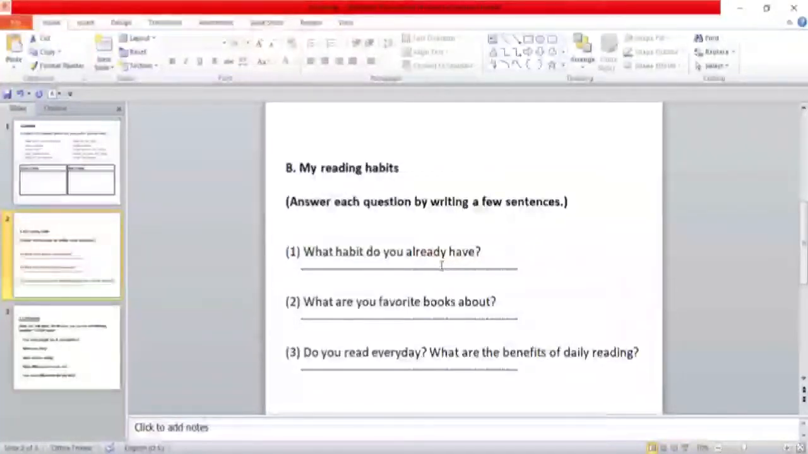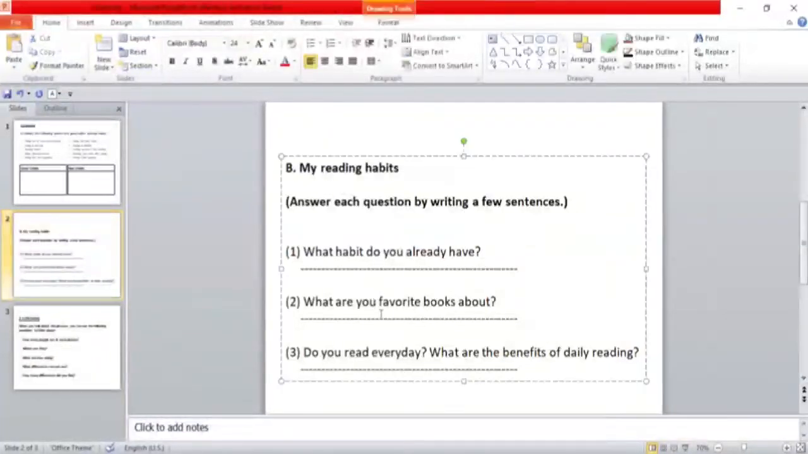And the second one is what are your favorite books about? So if you like reading, what is your favorite book about? So what is your favorite book? And tell me a little bit about your favorite book.